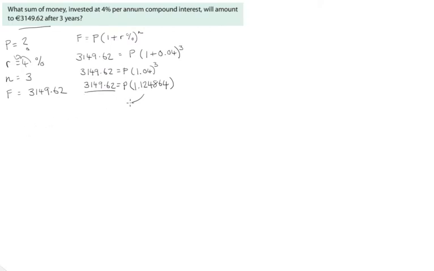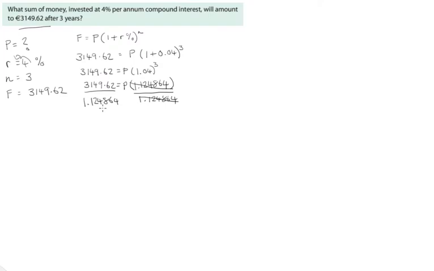Or there's another way of doing this. What you can do is, in maths, you can divide both sides by a number, as long as you divide both sides by the same number. You can also multiply both sides by a number, as long as you multiply both sides by the same number. And the same for adding and subtracting. So I'm going to divide both sides by 1.124864, and then I'm going to divide this side as well by 1.124864. Now, this is being divided by this, so they cancel out.